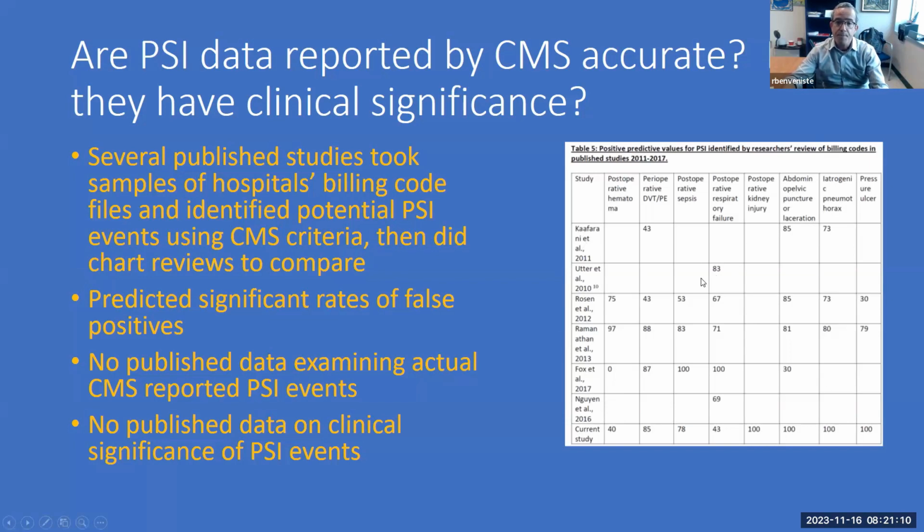and then do some chart reviews. And they found that for the various complications, there were actually varying degrees of accuracy, ranging, looking at this, anywhere from 40 to 100%, actually 30 to 100%. So these were published back in the early 2010s, but nobody has actually looked at false positive rates. Nobody has published any data on actual CMS-provided patient safety indicator events.